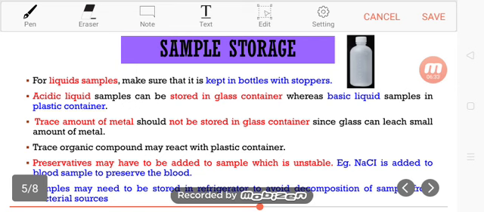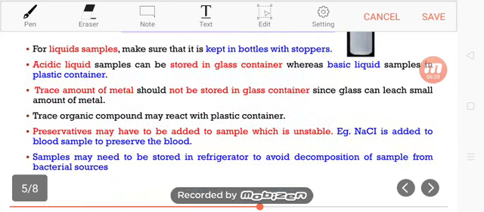Trace organic compounds may react with plastic containers. So maybe sometimes you need to add some preservative to unstable samples. For example, sodium chloride is added to a blood sample to preserve the blood. Samples also need to be stored in a refrigerator to avoid decomposition of the sample from bacterial sources.